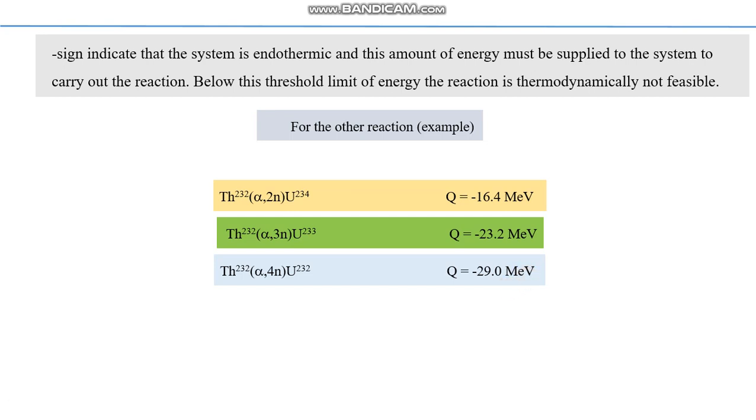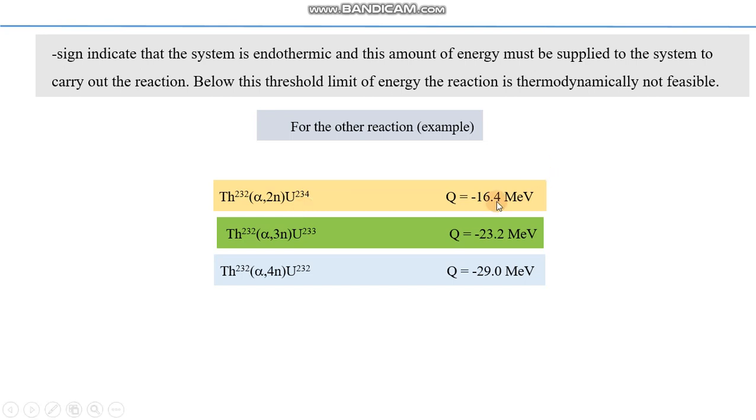Now compare all four reactions. In all four reactions we came across four values: minus 11, minus 16, minus 23, and minus 29 respectively. It means the first reaction takes place at the lowest energy, while the last one is at the highest energy. It means we have to accelerate alpha particles in order to produce products of our choice.